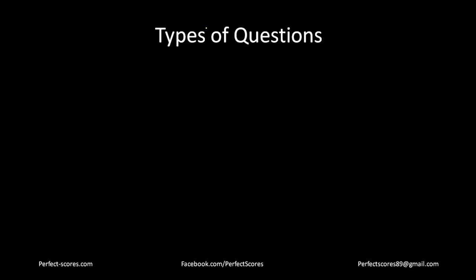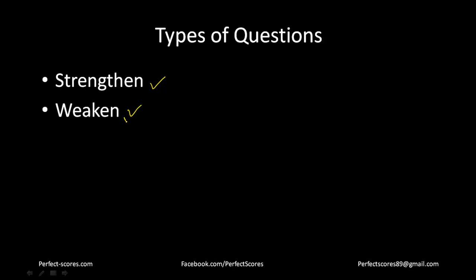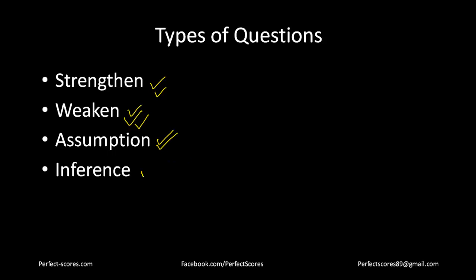Coming to the different types of questions. Strengthening the argument is a very common type. Weakening is more common, I would say. Then you have assumption questions, again very common, and inference questions. Now these 4 question types are going to make a very big part of the critical reasoning part of your GMAT. I could say about 70% to 80% of your critical reasoning questions are based on these 4 question types.